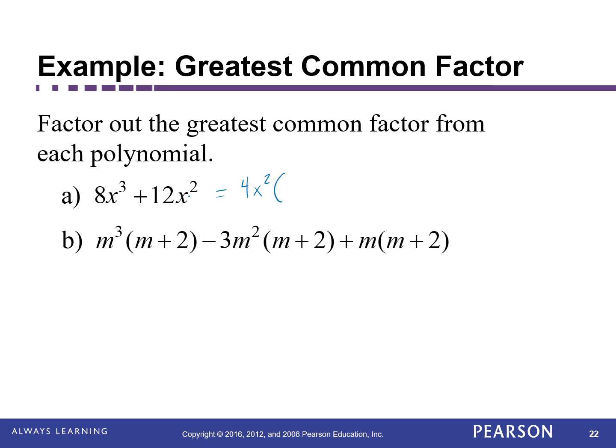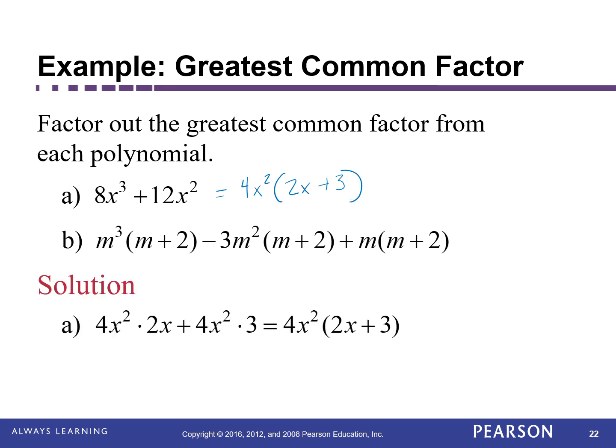If I pull a 4x squared out of this first term, then essentially if I divide 8 by 4, that leaves me with a 2. And if I pull 2 of these x's out of the 3 x's I have, it leaves me with an x there. Now with the second term here, if I pull a 4 out of the 12, that should leave me with a 3. If I pull an x squared out of the x squared, that leaves me with no more x squareds remaining.